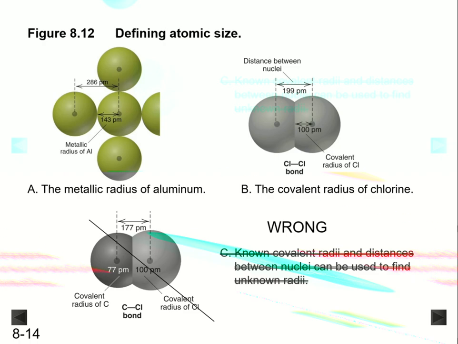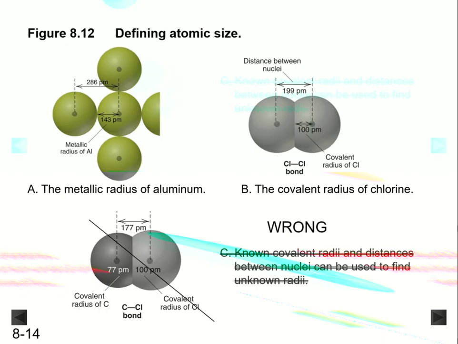And so half that distance is 143 picometers, and we would call that the metallic radius of aluminum. And that's a measurable value. So that's what we're going to use as what we'll call the atomic radius for aluminum. Now, if we have chlorine, chlorine doesn't exist as a solid, it's a gas at room temperature, and it's a diatomic gas. So identifying its radius is a little bit different.